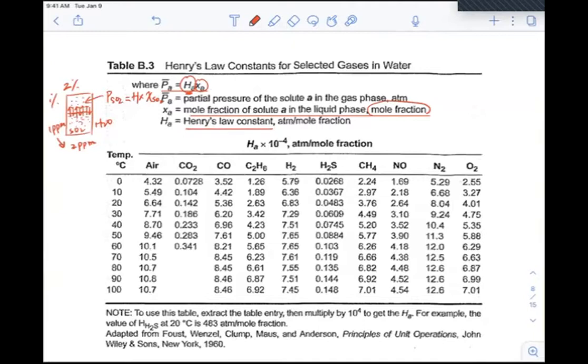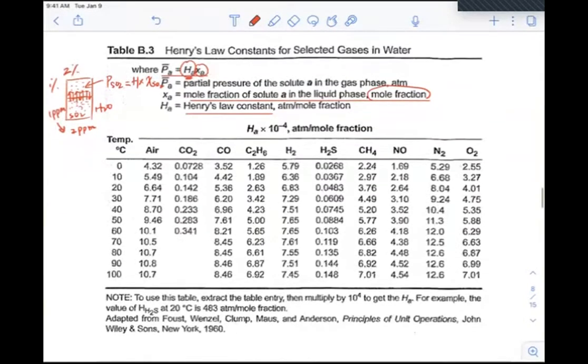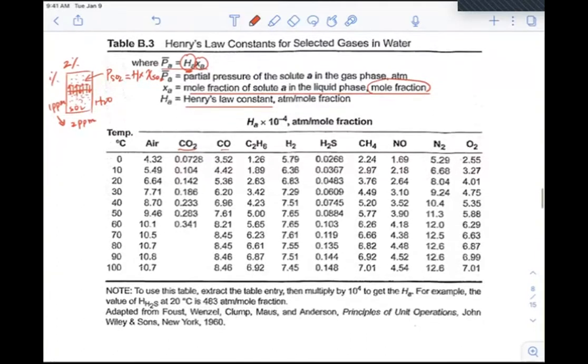Okay, so basically, if you know the molar ratio, you can just multiply that with this constant to find the partial pressure. This table here shows you all the Henry's law constants. For example, you can have carbon dioxide, carbon monoxide, let's say hydrogen sulfide, and so on. But one thing we should pay attention to is the exact value.